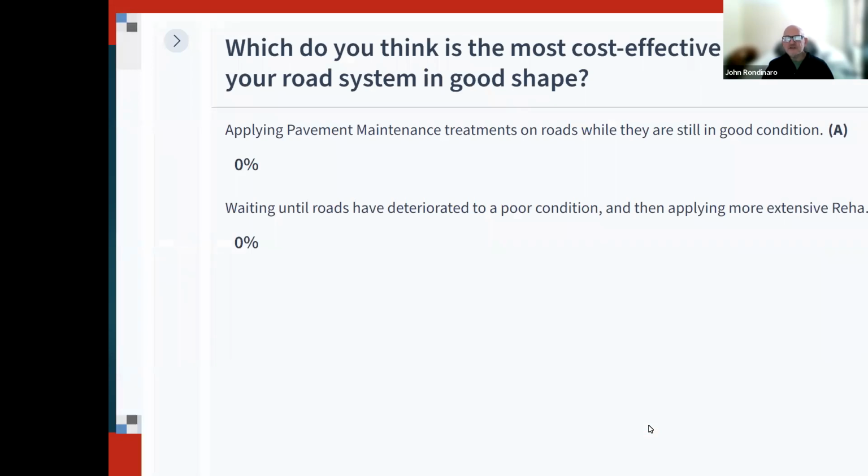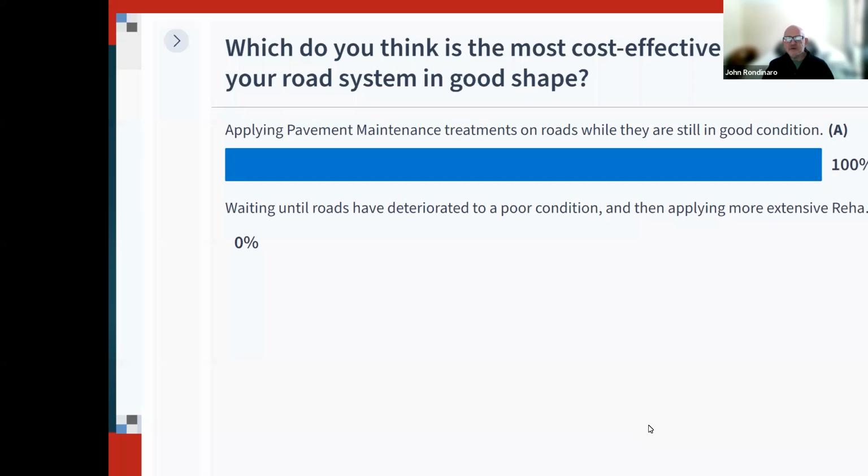Start off with a question. Which do you think is the most cost-effective way to keep your road system in good shape? Applying pavement maintenance treatments while they're still in good condition, or wait until they deteriorate and they need a more extensive rehab or reconstruction? All right, we've got almost unanimity. Everybody's weighing in on pavement maintenance, and that's the way to go.